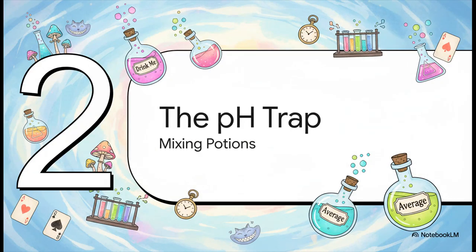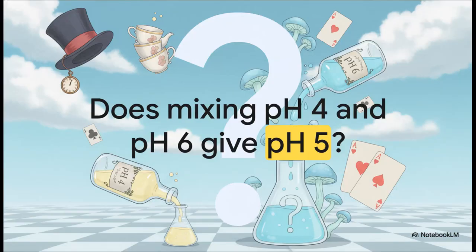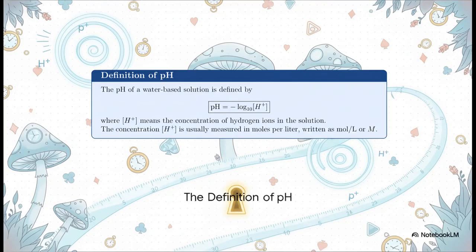Okay, moving on to Section 2, potions and the pH trap. Let's step a little deeper into this wonderland with a chemistry puzzle. Let's say we've got two equal volume bottles of water. One is at a pH of 4, the other is at a pH of 6. If we mix them together and apply our super simple arithmetic, does it just create a perfect pH 5 mixture? Again, the answer is a resounding no.